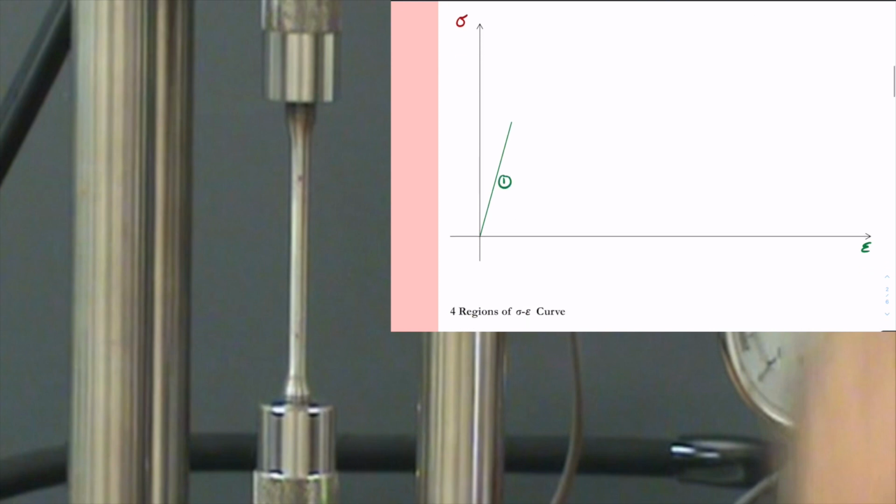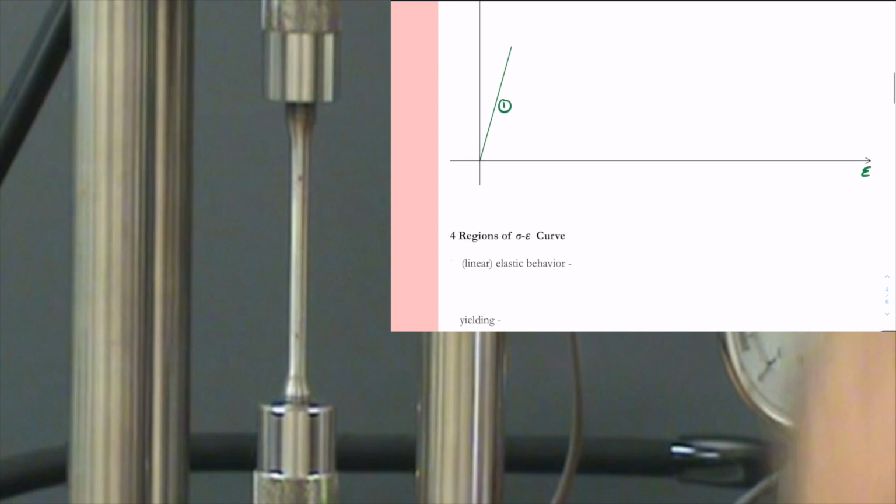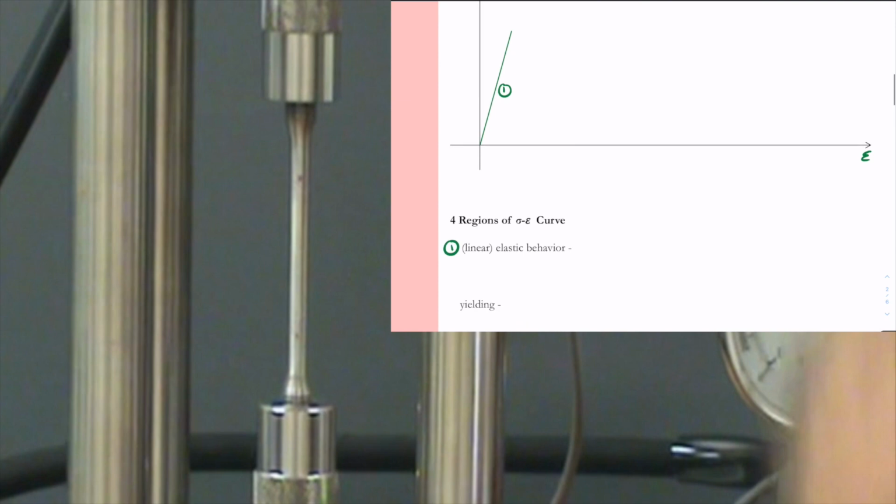We find that in the very initial portions, especially for ductile metal, we have what we call linear elastic behavior. So in this region, the stresses are directly proportional to the strains. Remember, stress can be derived from force divided by the initial area, and the strain will be the change in length over the initial length.